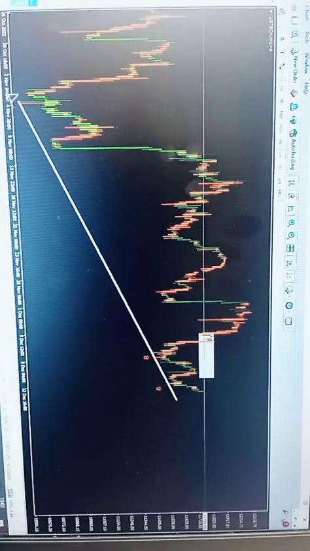So by looking at this one, this is NAS 100, guys. This is a trend line. First time, second time, third time you buy.